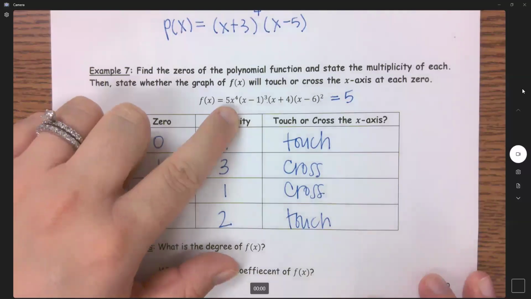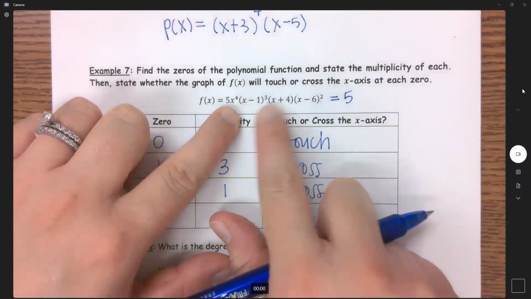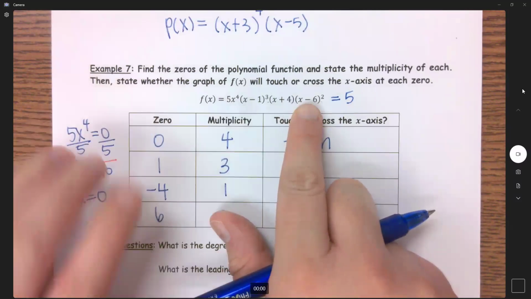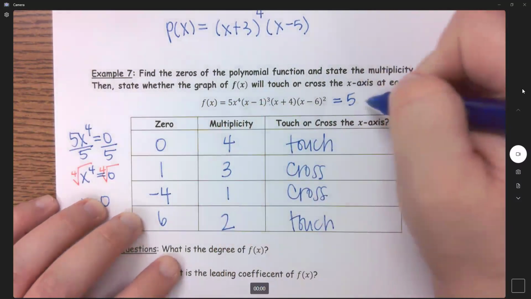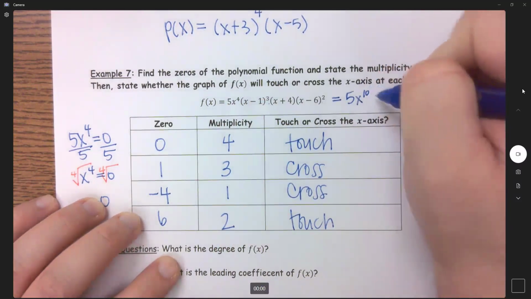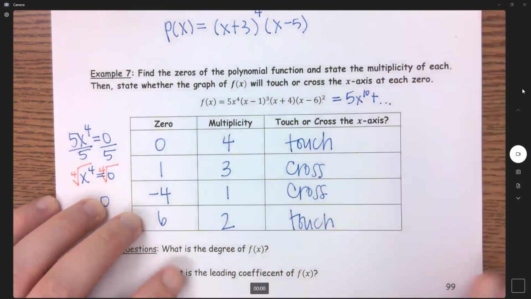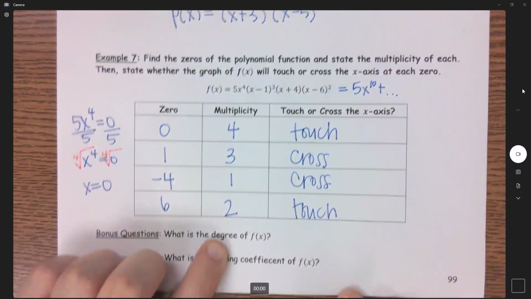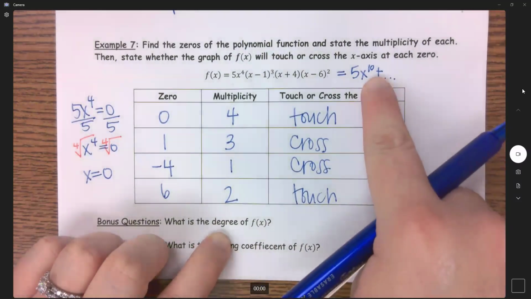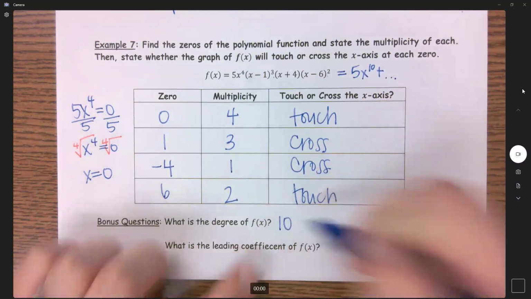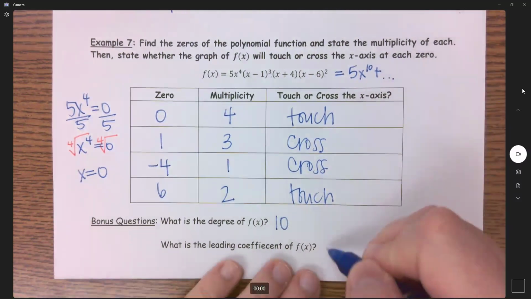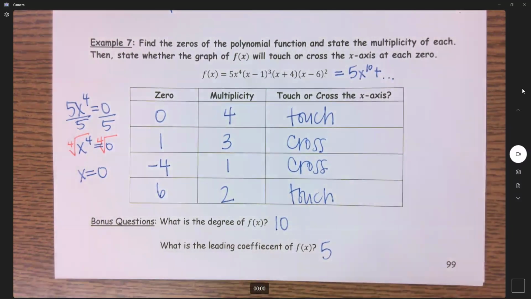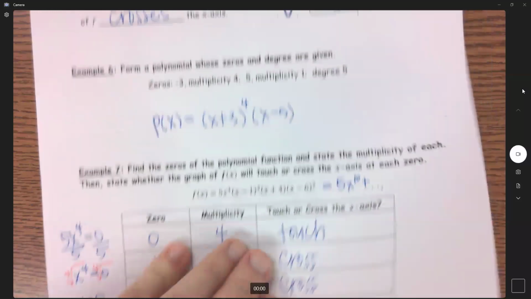But then I have 4 x's here, 3 x's here, 1 here, and 2 here. So 4 plus 3 plus 1 plus 2 is going to get me x to the 10th. And then I don't know what happens after that. But the degree of this function is 10. My leading coefficient is that 5 right there.